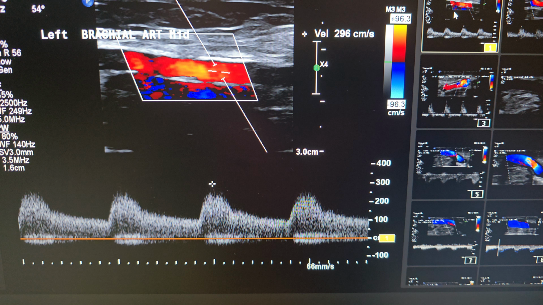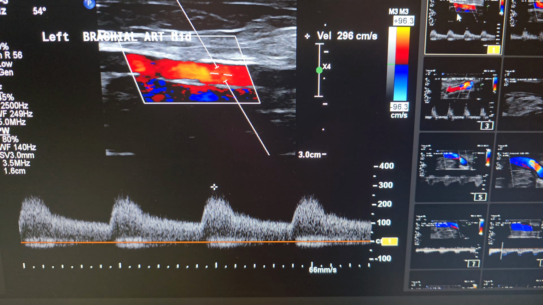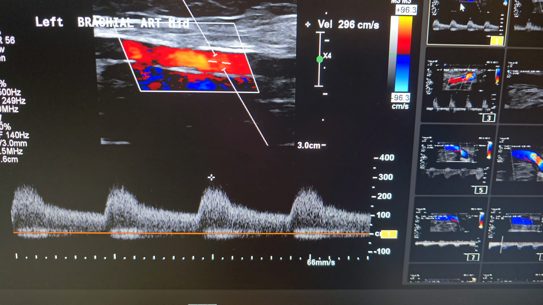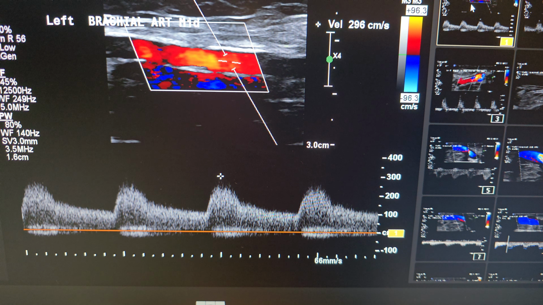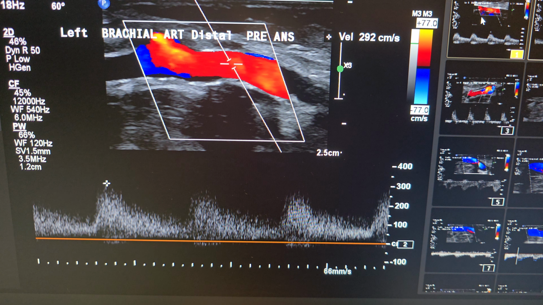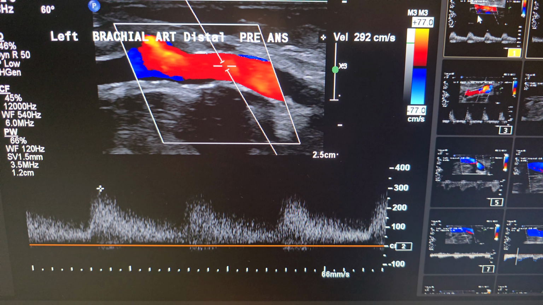This patient with left brachial lobe graft post-thrombectomy was sent for assessment. The brachial artery at mid upper arm is patent and shows a low resistance waveform. We follow the brachial artery pre to the anastomosis, and it is still patent with a low resistance waveform.